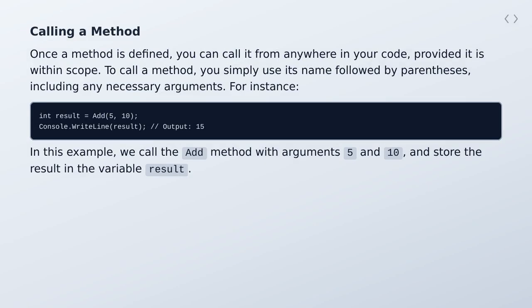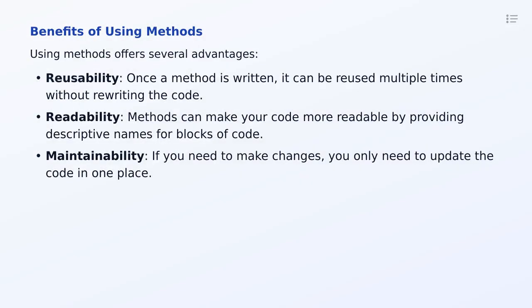Now we're on calling a method. Once a method is defined, you can call it from anywhere in your code, provided it's within scope. To call a method, you simply use its name followed by parentheses, including any necessary arguments. For instance, the samples on screen walk through this step. Take a moment to read through them. In this example, we call the add method with arguments 5 and 10 and store the result in the variable result.